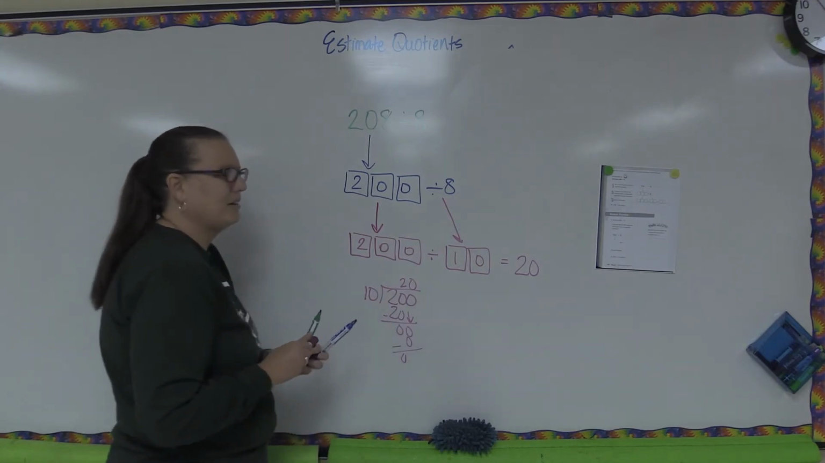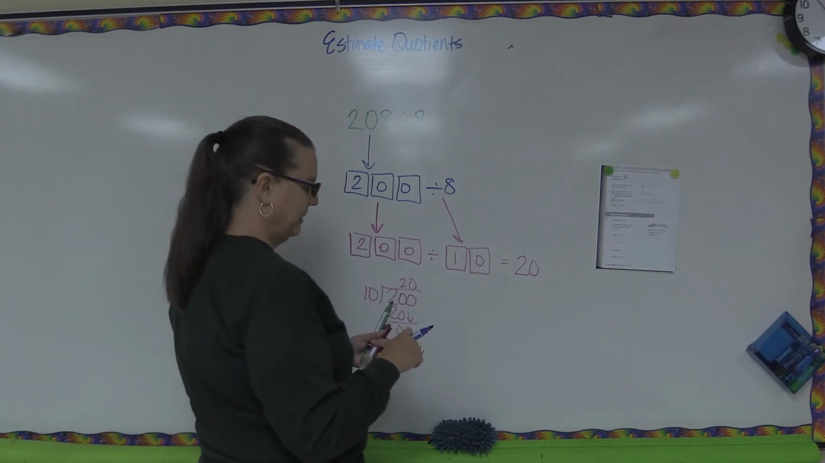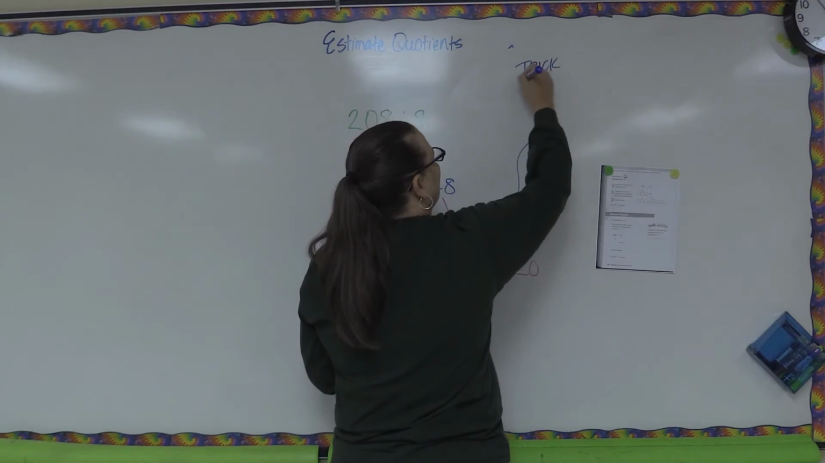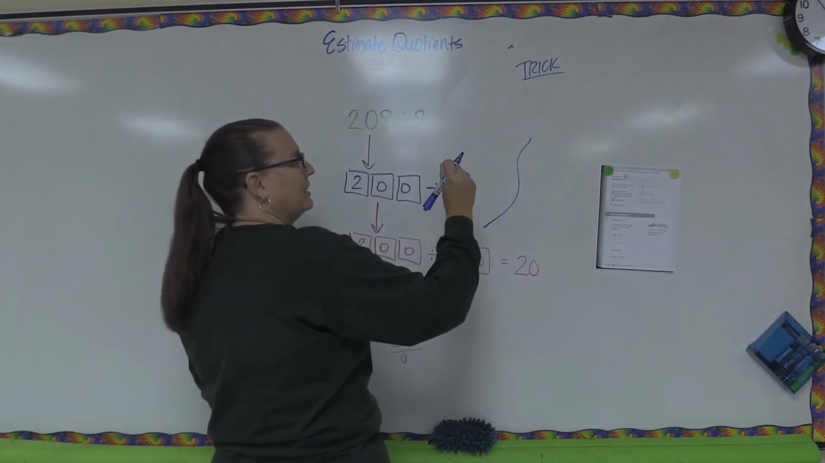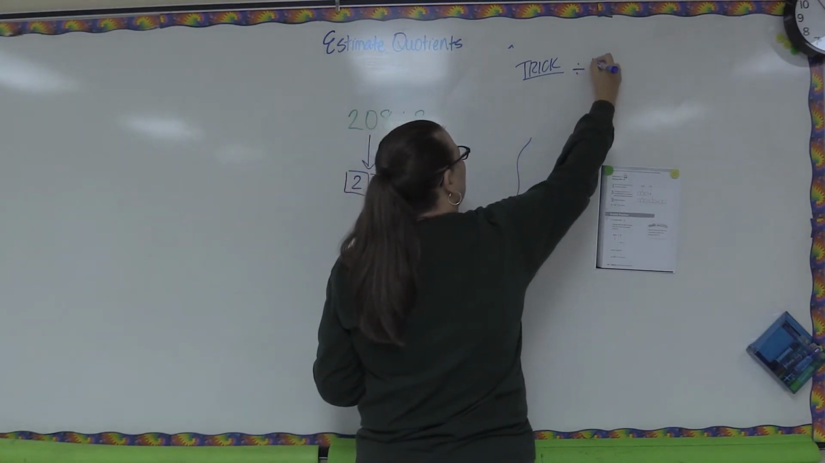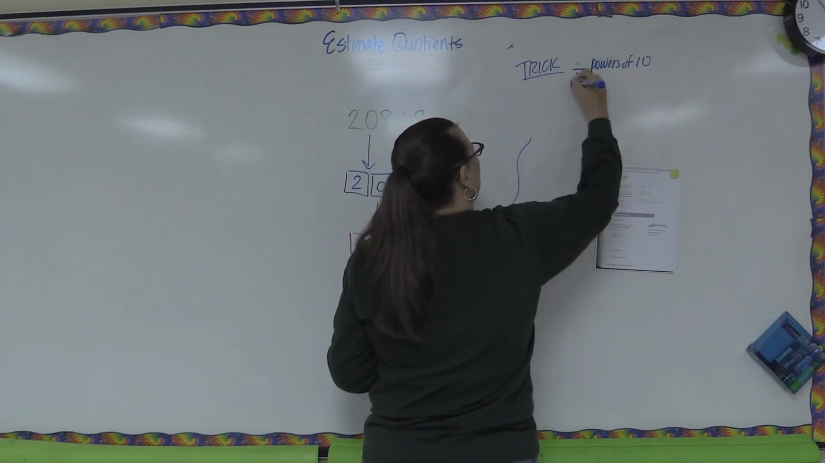The other thing that you can remember when you're dividing by 10, this is a little trick. I'm going to put it up here in the corner so we don't get too confused. Here's our little trick of the day. When you are dividing by 10, you're moving a decimal to the left, okay? So dividing by powers of 10, you move the decimal to the left.